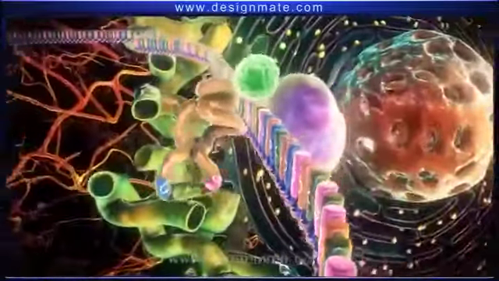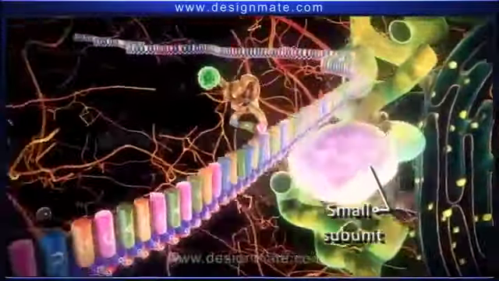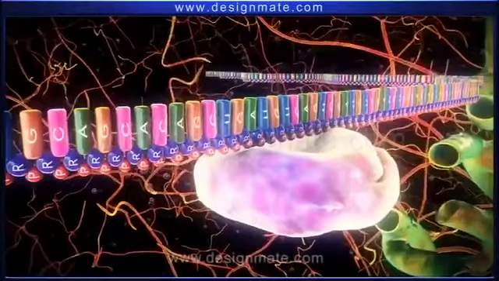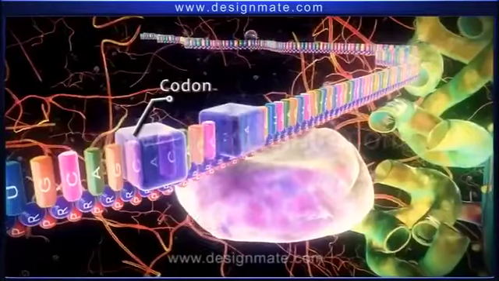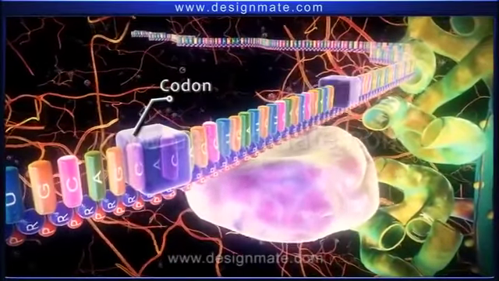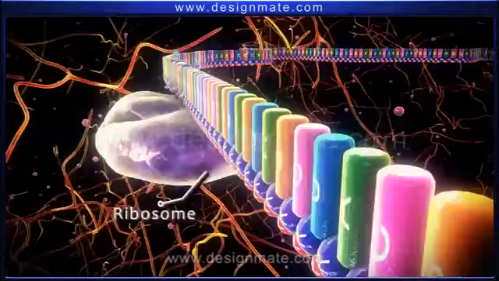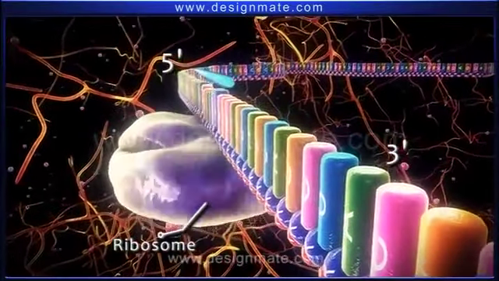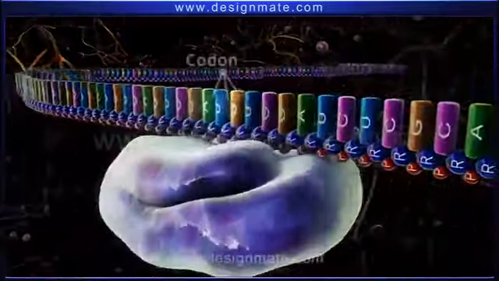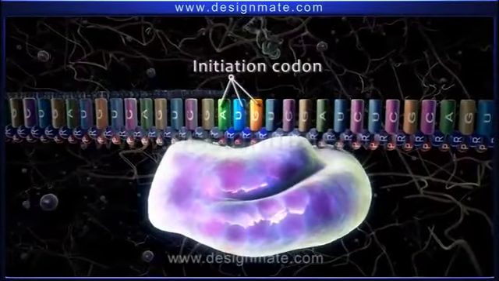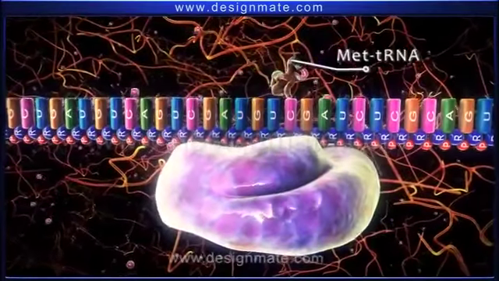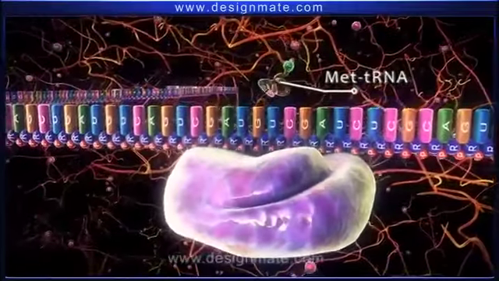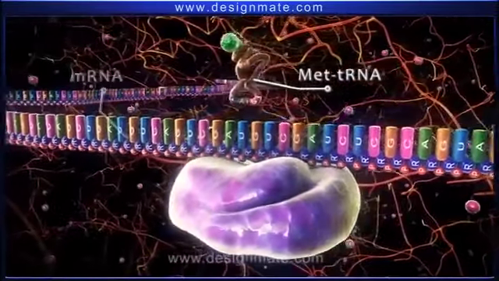During the initiation stage, a small subunit of a ribosome binds to the mRNA strand. The mRNA strand is made up of codons, which are sequences of 3 bases. Then the ribosome subunit moves along the mRNA in 5' to 3' direction until it recognizes the AUG codon or the initiation codon. At this point, met-tRNA possessing the anticodon UAC pairs up with the AUG codon of the mRNA.